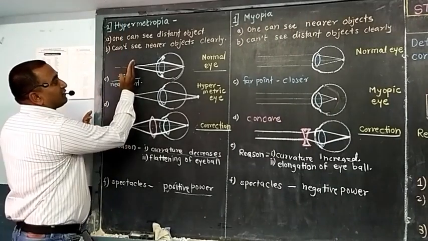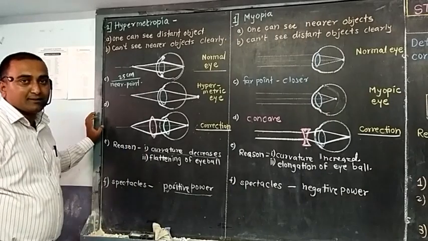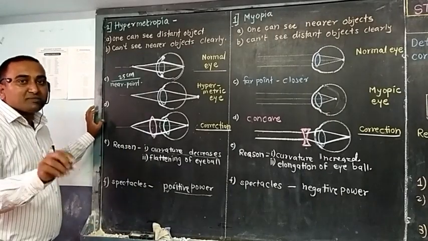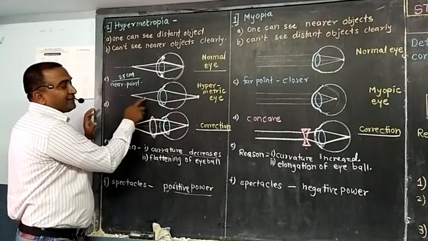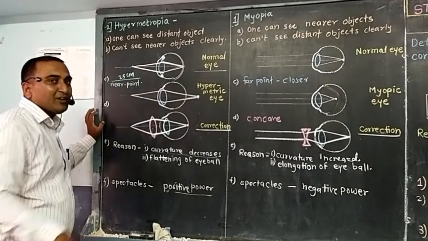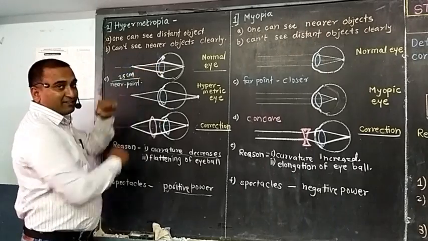That means the far point is more than 25 centimeters. And as it is more than 25 centimeters, for objects held at 25 centimeters, the lens will definitely not bend the rays exactly onto the retina. So what is the problem? The first problem is of curvature.